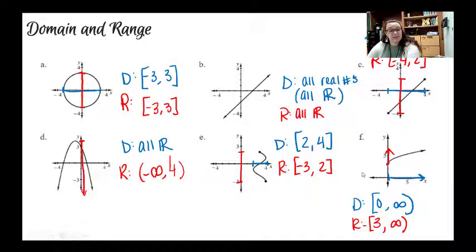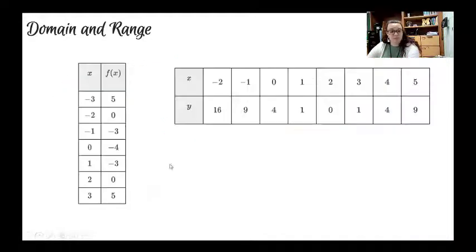All right, that was a ton of domain and range practice. Let's move forward here to some tables. Domain in these cases are the x's and range are the y's. So if I was going to talk about the domain of this one, I would literally just say it's the set of all of these numbers: -3, -2, -1, 0, 1, 2, 3.